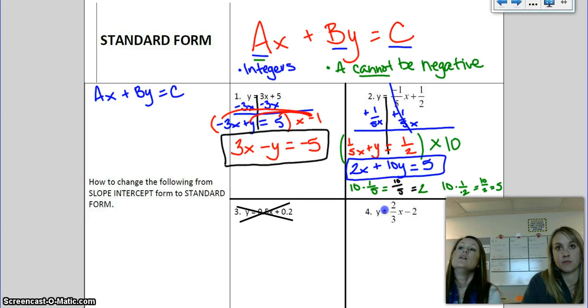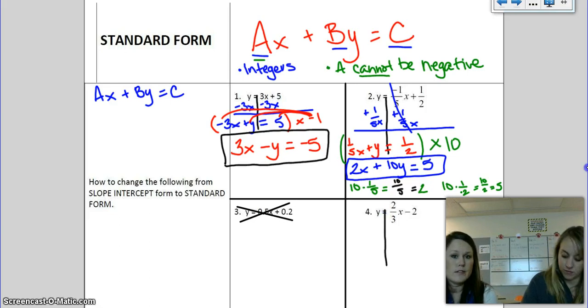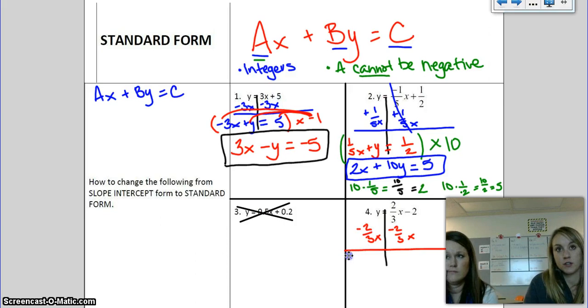Okay. So we're going to subtract 2/3 x from both sides so that it moves over to the other side, because it's currently positive, so you do the opposite operation, just like we've talked about all year. So now this says negative 2/3 x plus y equals negative 2. Because that's a negative here, so you bring that down.